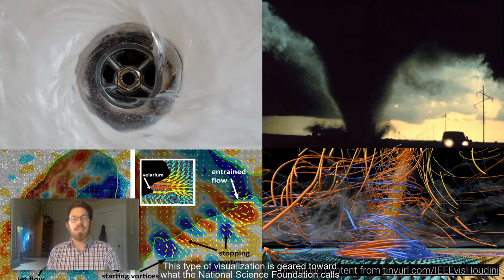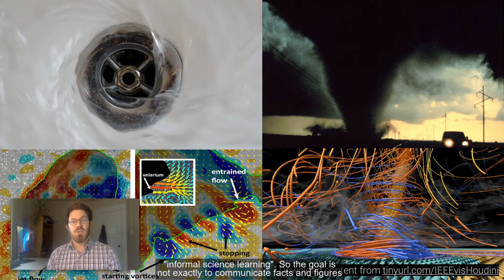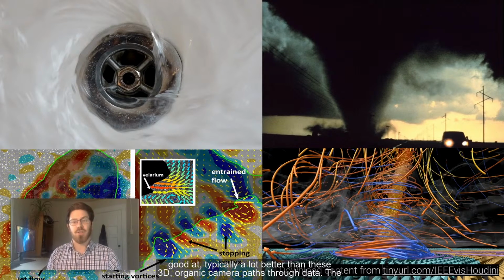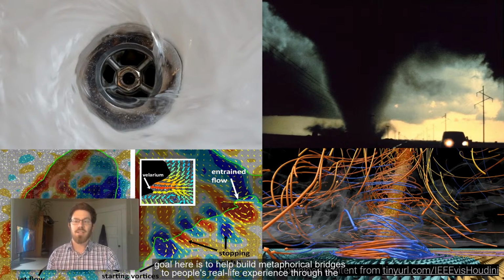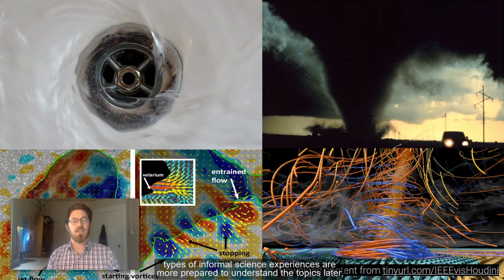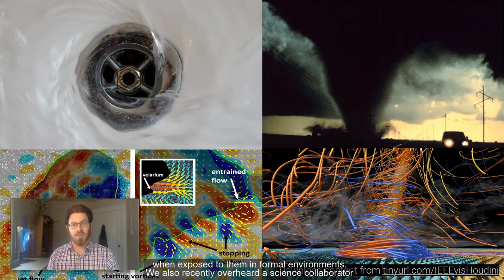This type of visualization is geared toward what the National Science Foundation calls informal science learning. So the goal is not exactly to communicate facts and figures or what's called formalisms. That's the kind of thing that 2D visualization is really good at, typically a lot better than these 3D organic camera paths through data. The goal here is to help build metaphorical bridges to people's real-life experience through the visual language of film. There's plenty of evidence showing that people who witness these types of informal science experiences are more prepared to understand the topic later when exposed to them in formal environments.